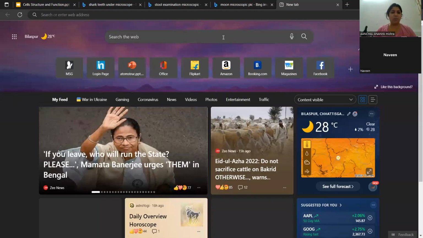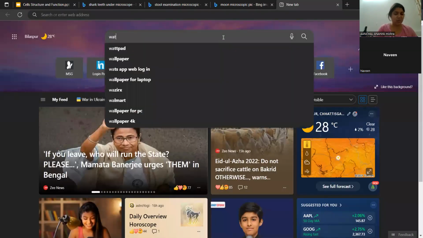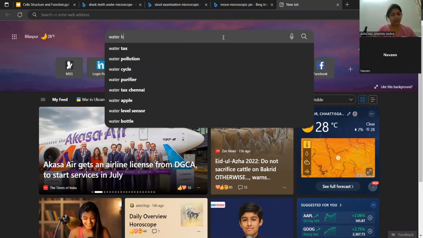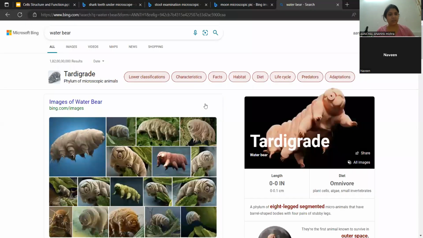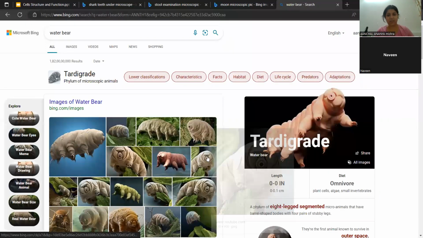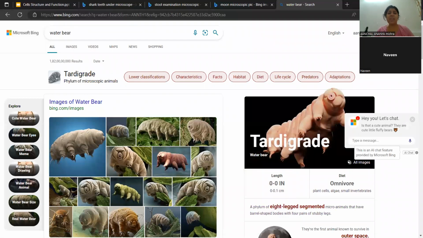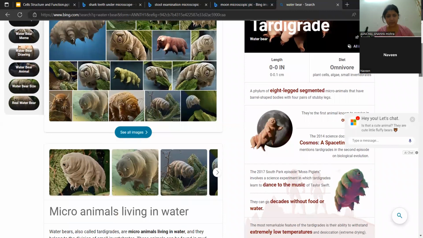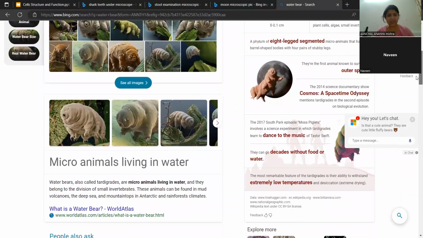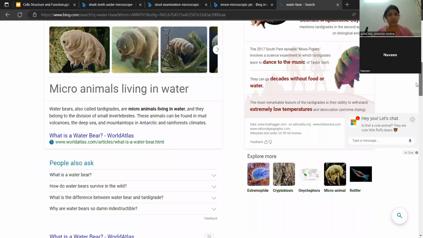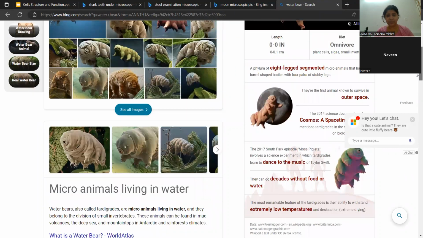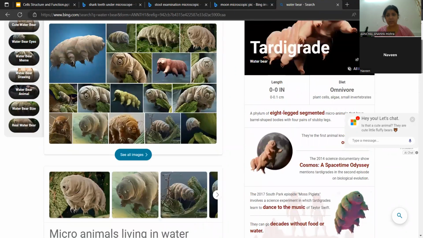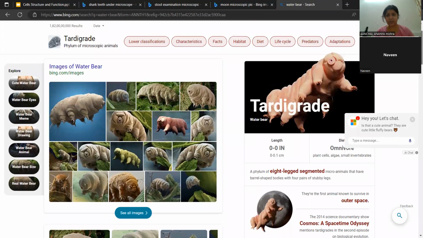I don't even know what a water bear is. I know snow bear. Okay, just a minute. Okay, this is a water bear. This particular thing has been recently discovered, right? Tardigrade. What is this? It looks weird. Yeah, it looks weird. Recently it has been discovered.